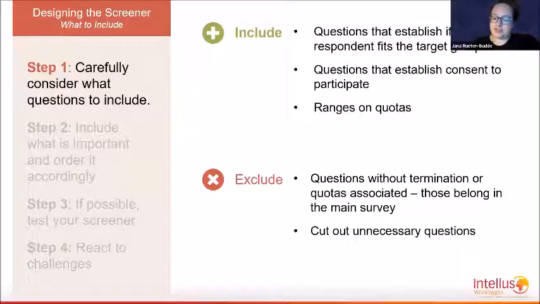So we're going to talk about 4 different steps in screener design that we should be paying attention to. The first step is to carefully consider what questions you actually want to include. The second step, include what is important and order it accordingly. The third step, test your screener if that is at all possible for your study. The fourth step, react to the challenges which may actually be findings from your testing phase.